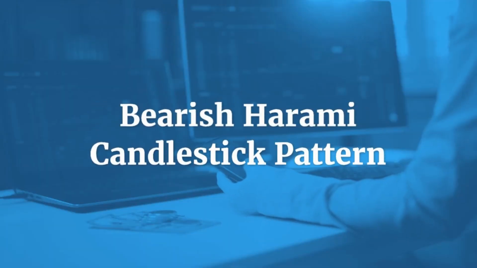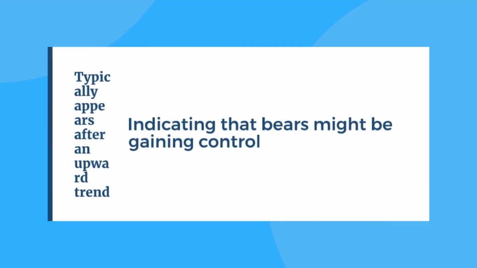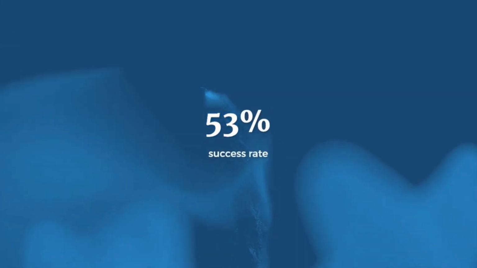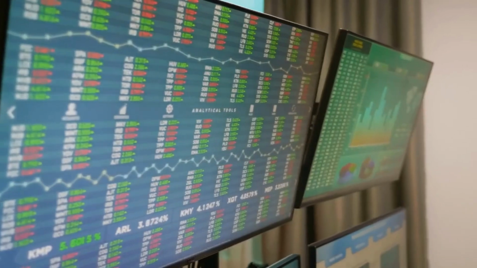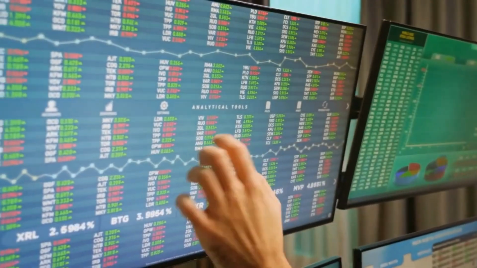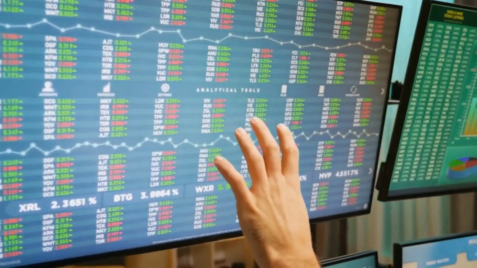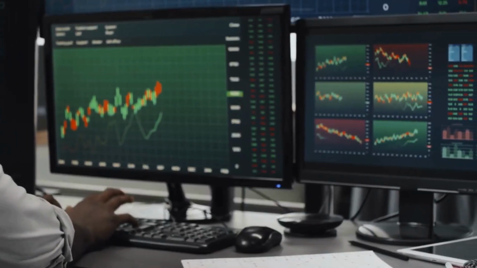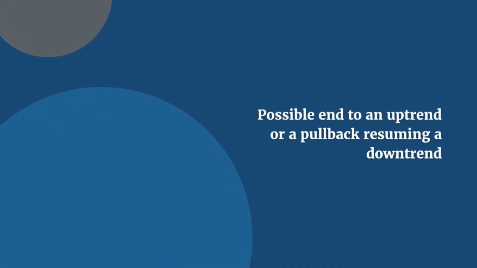The bearish Harami candlestick pattern is a 2-candle formation signaling a potential market reversal. It typically appears after an upward trend, indicating that bears might be gaining control. This pattern has a success rate of 53%. To spot a bearish Harami, look for a large bullish candle followed by a smaller bearish candle. The second candle should be entirely within the body of the first. This pattern suggests a possible end to an uptrend or a pullback resuming a downtrend. When a bearish Harami appears at the right location, it can mark the end of an uptrend and the start of a downtrend.